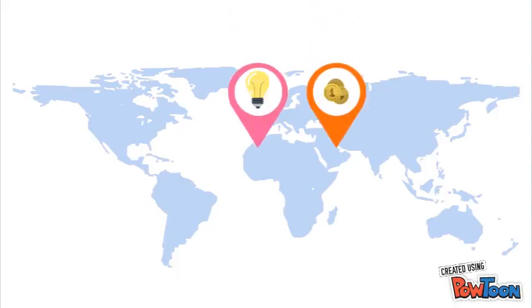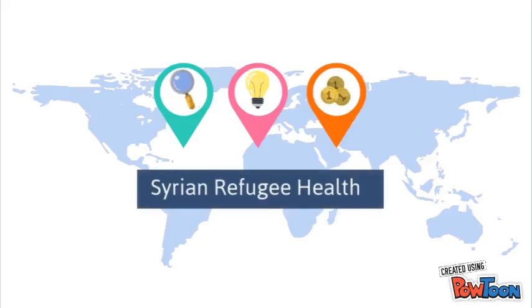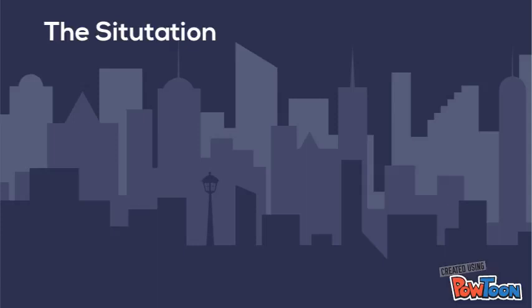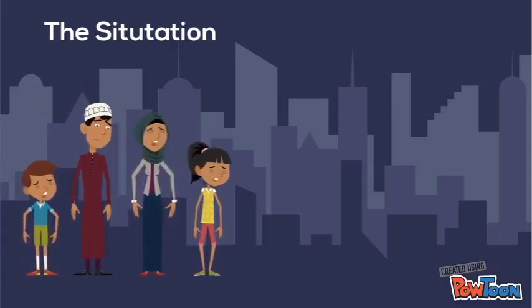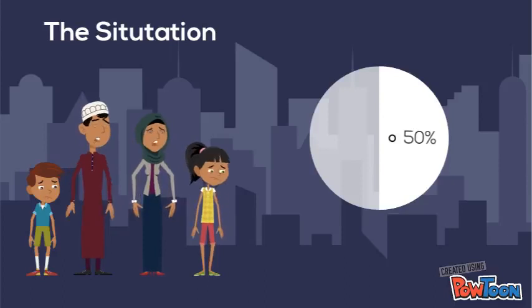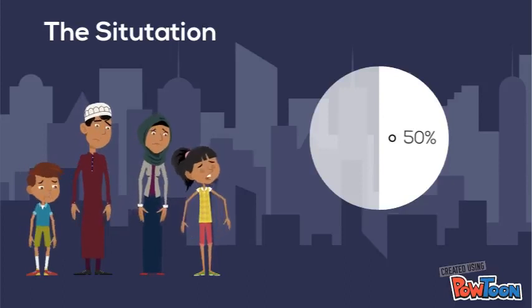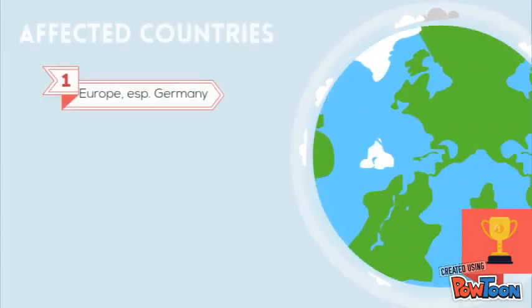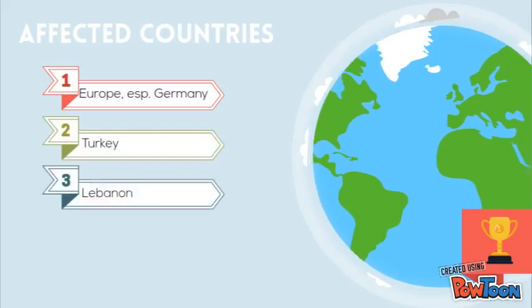We are Group 1, and for our project we decided to address the issue of Syrian refugee health using a One Health approach. What is the Syrian refugee health crisis, you may ask? Due to civil unrest within the country, about half of the country's pre-war population has been displaced, with about 5 million Syrian citizens being forced to seek asylum outside of Syria. The primary countries that have been accepting these refugees are neighboring European nations, mainly Germany, as well as Turkey, Lebanon, and Jordan.